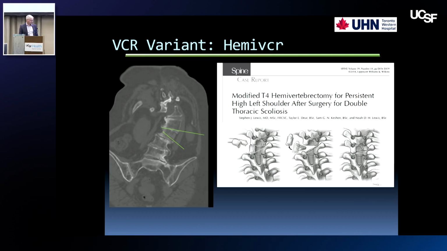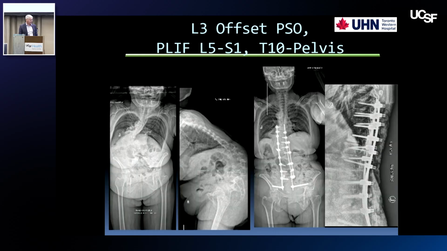and I have a big series of cases where we do these hemi PSOs or VCRs, where you just do a Smith-Petersen on one side and the 3-column osteotomy on the other side. You can see you get a really nice correction through her, but you can still see the coronal deformity, and we ended up getting her nice and straight.